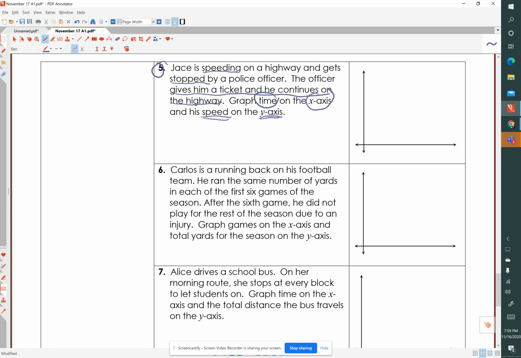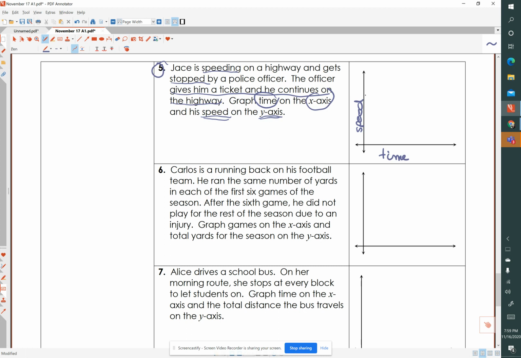So the graph starts out with Jace traveling. So he's not going to start at the origin. He's not going to start at 0. So we're going to have him start out fast. Let's label our graph before we get started. Time on the x-axis and speed, not distance, speed. Be careful on the y-axis.